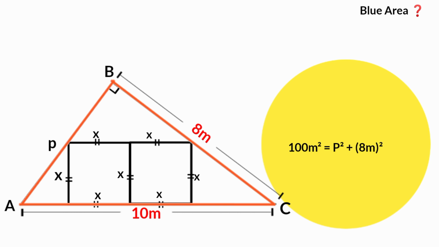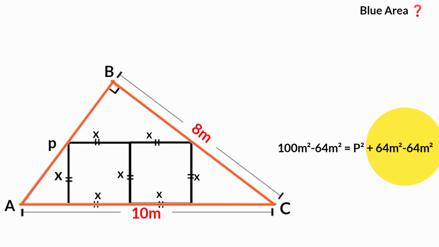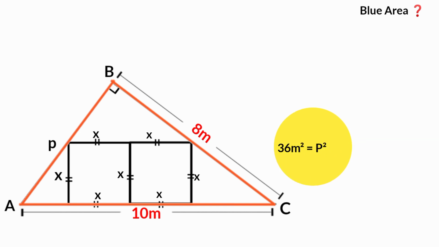10 meters all squared is 100 meters squared, and 8 meters all squared is 64 meters squared. So 100 meters squared equals P squared plus 64 meters squared. Subtracting 64 meters squared from both sides, here 64 meters squared cancels 64 meters squared, and here 100 meters squared minus 64 meters squared we know is 36 meters squared. So 36 meters squared equals P squared.